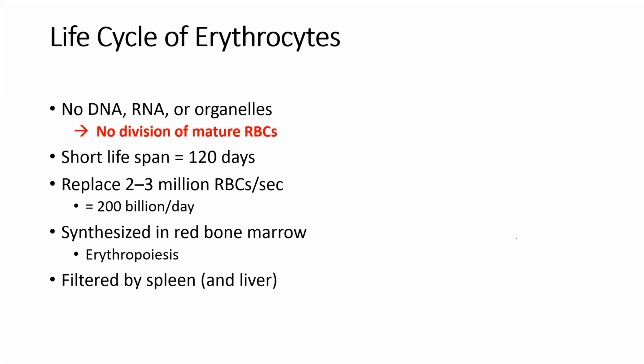Erythrocytes are made, or synthesized, in the bone marrow via a process called erythropoiesis. They die or are filtered through the spleen, and then some components can be sent to the liver to be recycled. So they're made in the bone marrow, and then they die and are recycled in the spleen and liver.